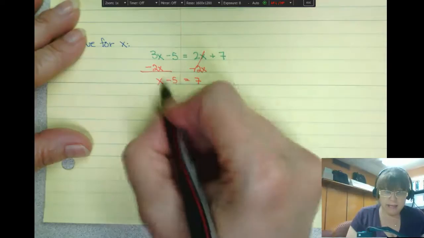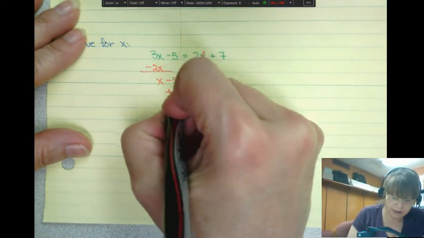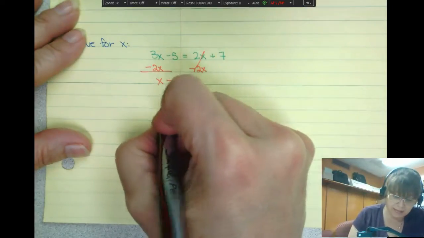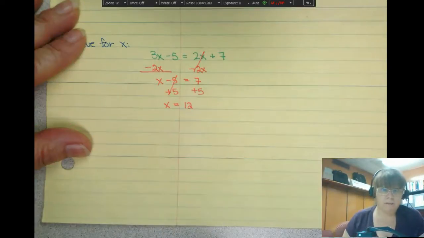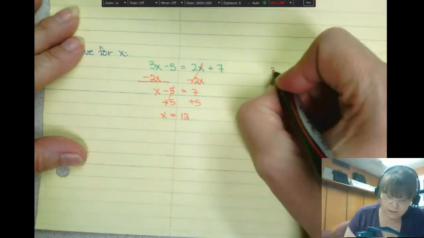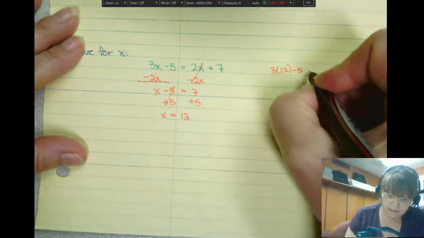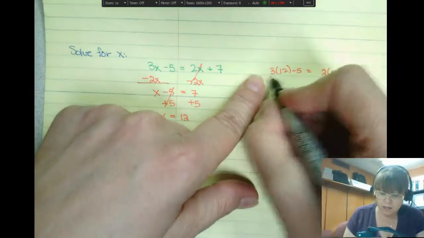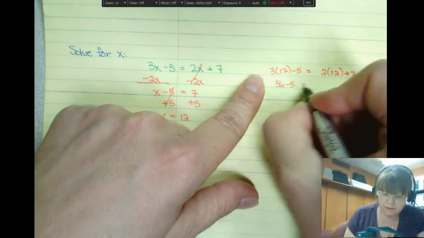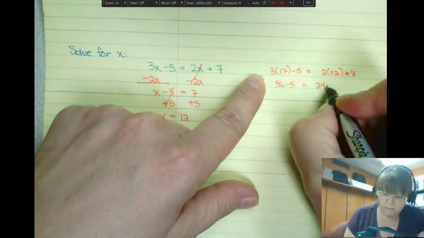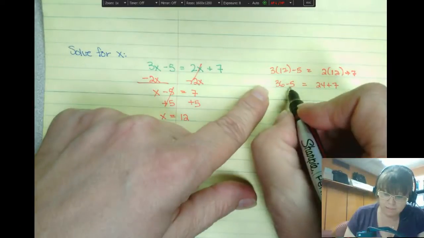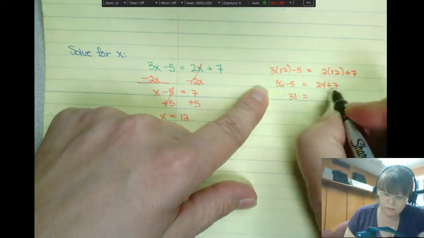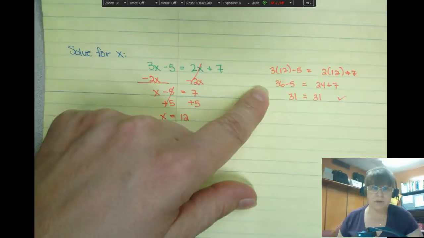Now I can eliminate the 5 on the left by adding a 5 to both sides. Minus 5 plus 5 is 0, and I'm left with x equals 12. Plug it back in and verify that your answer is correct. 3 times 12 minus 5 equals 2 times 12 plus 7. 3 times 12 is 36 minus 5. 2 times 12 is 24 plus 7. 36 minus 5 is 31. 24 plus 7 is 31. 31 does equal 31.